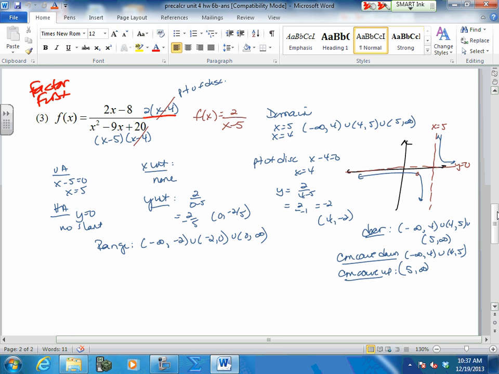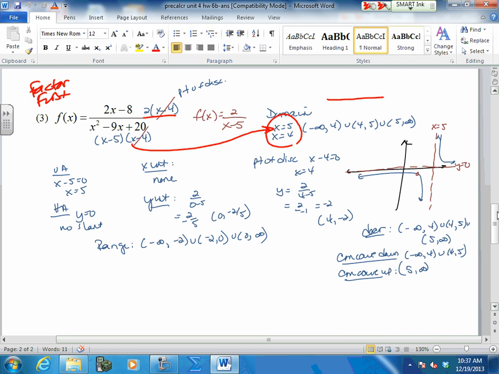Now, the denominator is what runs my domain. Take these factors, set them equal to 0. Those are the numbers I cannot use because I cannot divide by 0. It doesn't matter if it's an asymptote or a point of discontinuity. Right now, I'm just going to set them equal to 0 and say, well, I can't use 4, I can't use 5. I take them out of my domain.